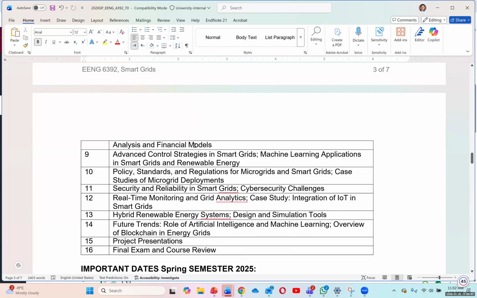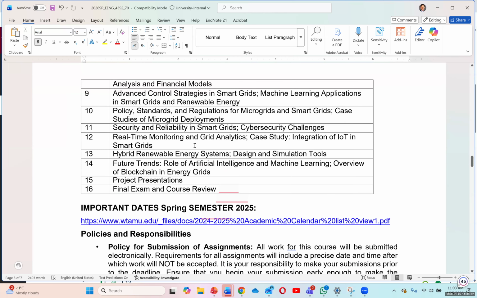Week 9 is going to be advanced control strategies in microgrids and smart grids. Week 10 is going to be policy, standards, and regulations. Week 11 is going to be security and reliability in smart grids. Week 12 is going to be real-time monitoring and grid analysis. And week 13 is going to be hybrid renewable energy systems, design and simulation tools.